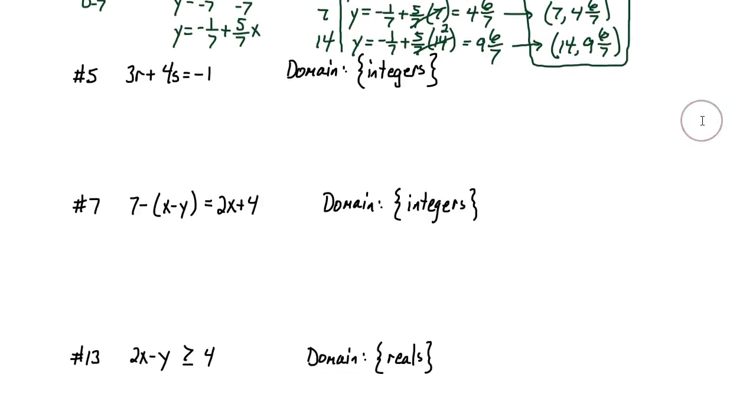Number 5, we have another equation with 2 variables in it. It doesn't have x and y, it has r and s, but let's use the same technique. Let's solve for one of the variables. Subtract 3r from both sides. We get 4s equals negative 1, subtract 3r. Then divide by 4. We get s equals negative 1 over 4 minus 3r over 4.